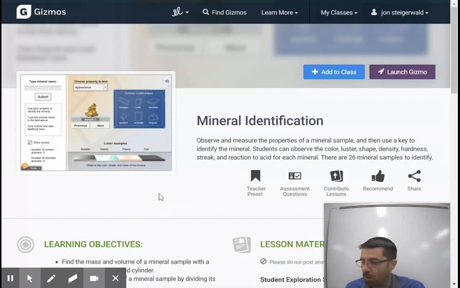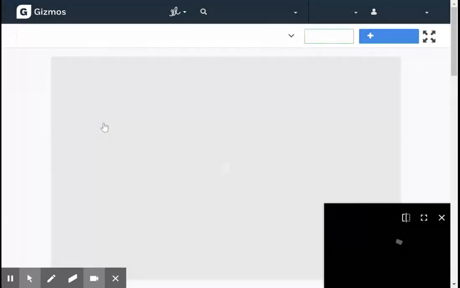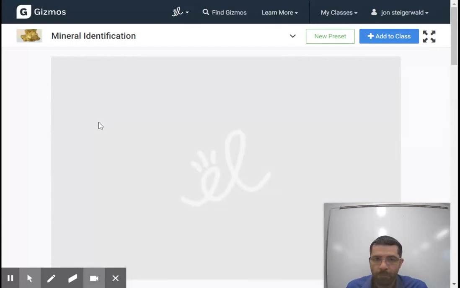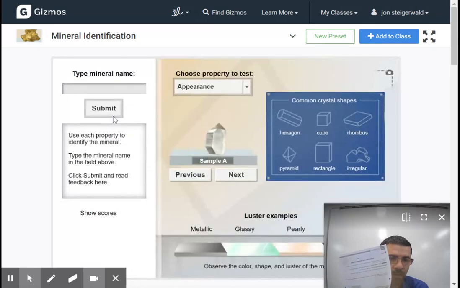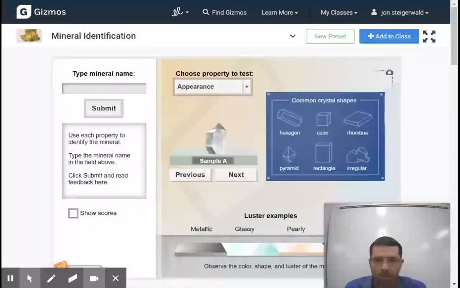All right, so let's look at the gizmo. So I'll launch it here. So again, the handout that you have to fill in for this, also giving you the exact steps of what to do. I posted that as a Google Doc on Google Classroom. So again, these are the different properties you're going to be looking at.